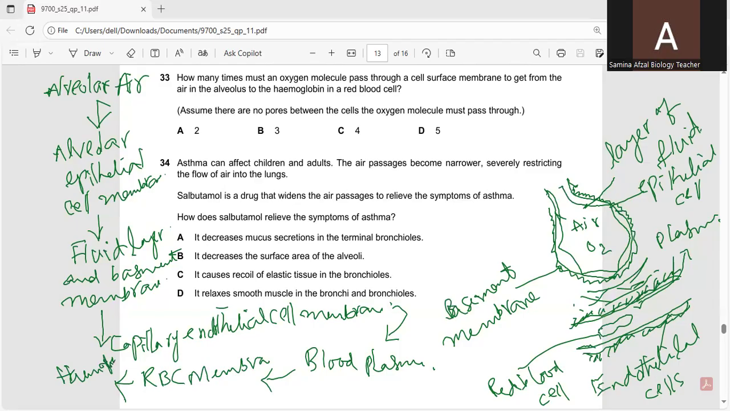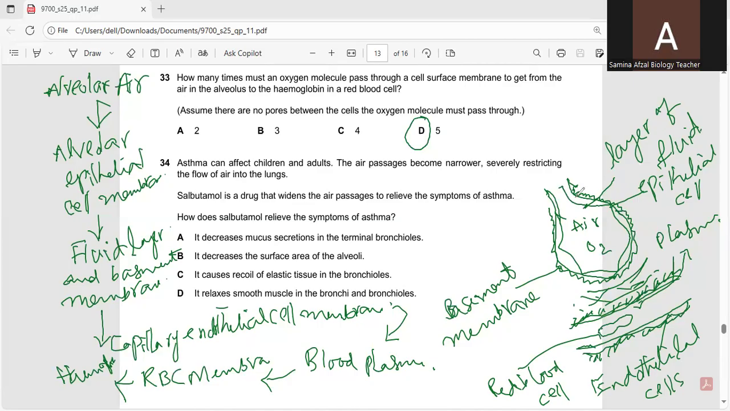So this is the traveling of the air or oxygen molecule through a cell surface membrane to get from the air in the alveolus to the hemoglobin in the red blood cell. According to this, it has to pass through so many different membranes, because it is a long route. I have drawn all this, so you can understand very easily. So the answer is T.